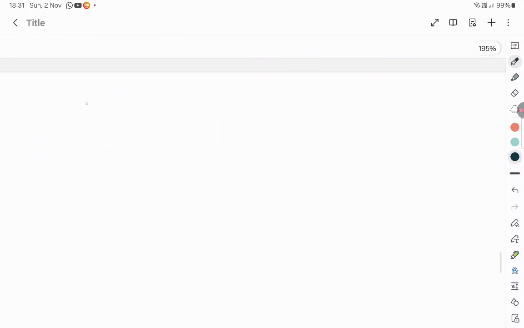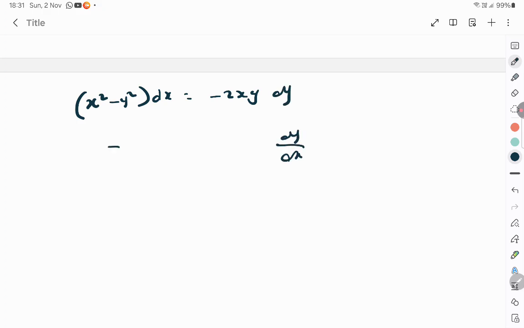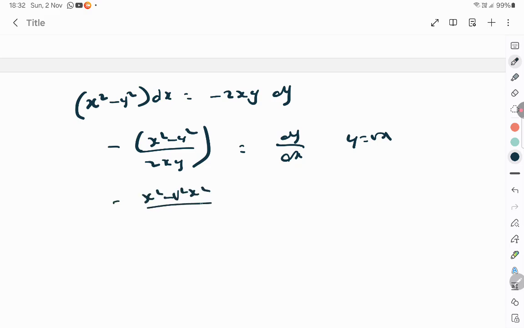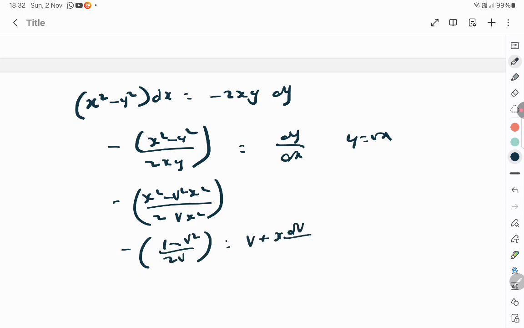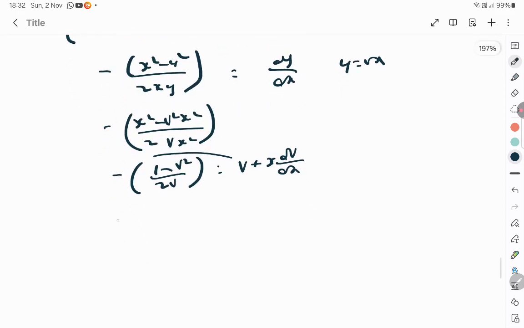The question is x square minus y square into dx is equal to minus 2xy into dy. So you write dy by dx is minus of x square minus y square by 2xy, putting y is equal to vx. This will become x square minus v square x square by 2 into vx square. So x square throughout will get cancelled. It will become 1 minus v square by 2v is equal to v plus x into dv by dx. Taking the v to the other side, it will become minus v minus 1 plus v square by 2v is equal to x into dv by dx.